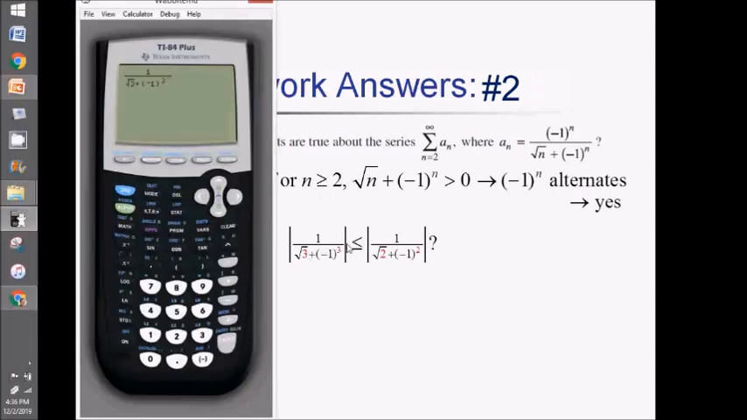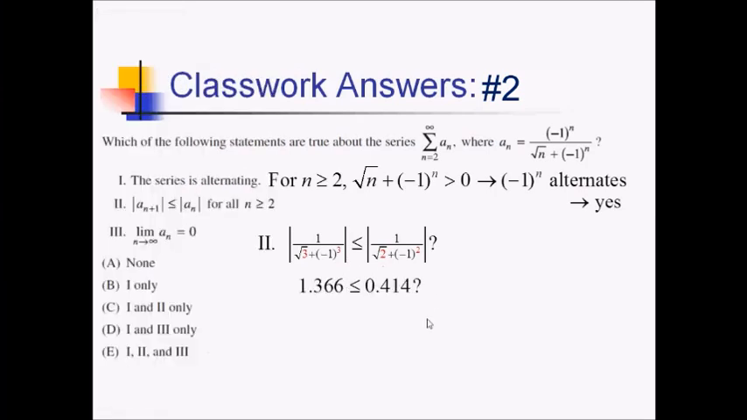So let's try out this left one first. We've got 1 over radical 3 plus -1 to the third, which comes out to about 1.366. And then let me try it again with 2 instead of 3 in all those spots. It's about 0.414. So we have 1.366 versus 0.414. Is the thing on the left less than or equal to the thing on the right? Not so much. So this one we disproved with just one counterexample. So anything with 2 in it is gone. So that narrows it down to choices B and D.